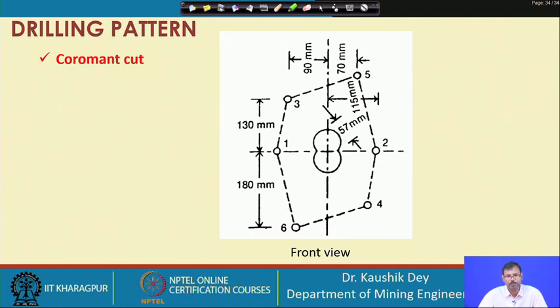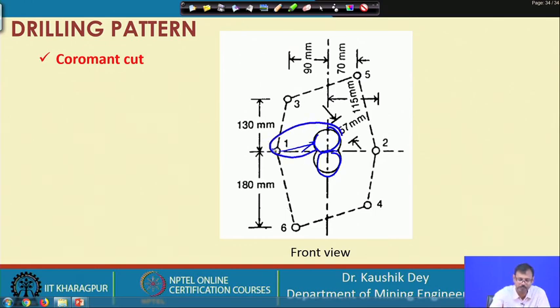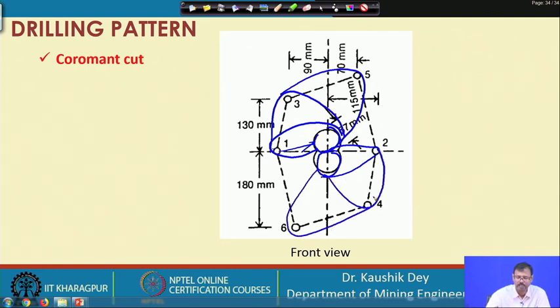Coromant cut is basically a double spiral burn cut. If you look into this in detail, there are two overlapping empty holes. This is one hole, this is another hole, and if you look, this one is a little bit closer to this one. So, basically the free surfaces are being created like this, and this one is a little bit closer to this. So, the free surfaces are created and in this way the cut area has been created.